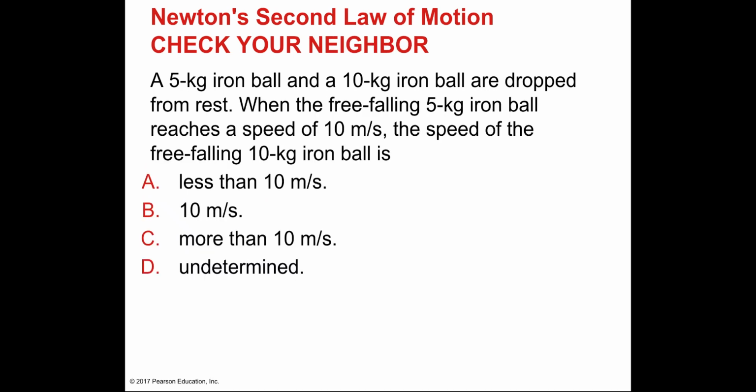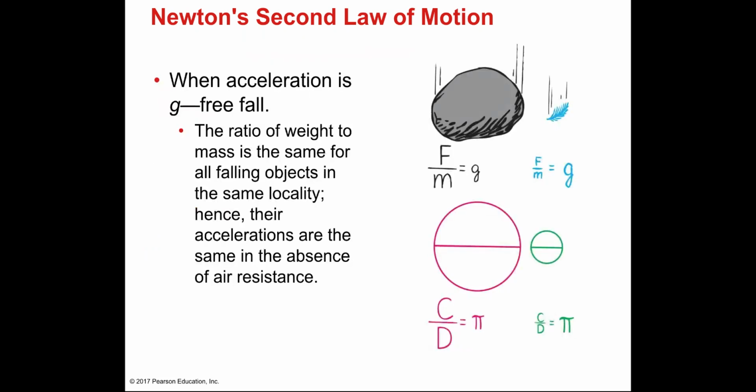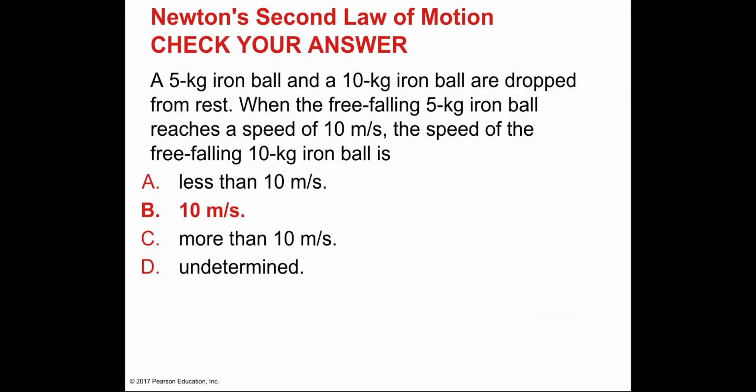So you have a 5 kilogram iron ball and a 10 kilogram iron ball dropped from rest. When the free falling 5 kilogram iron ball reaches a speed of 10 meters per second, the speed of the free falling 10 kilogram ball is the same thing. The whole idea behind those questions is for you to understand that when an object is acting under the influence of gravity alone, it is going to be accelerated at the same value, irrespective of the mass.